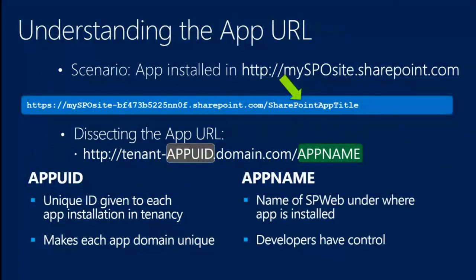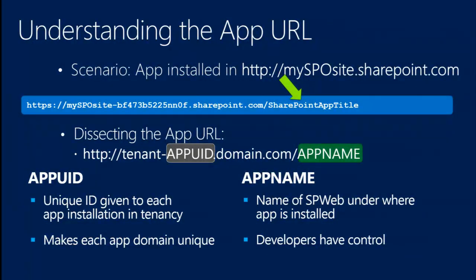One more thing I want to point out: when we're running this in the demonstration, you'll notice the app URL, when you break that down, has the app site, a unique ID for the application, and .sharepoint.com, or if you're on premise, whatever your domain is. And then it has the app title itself. So you're in control of the app title, but you're not in control of the app ID. That's one thing to be aware of.